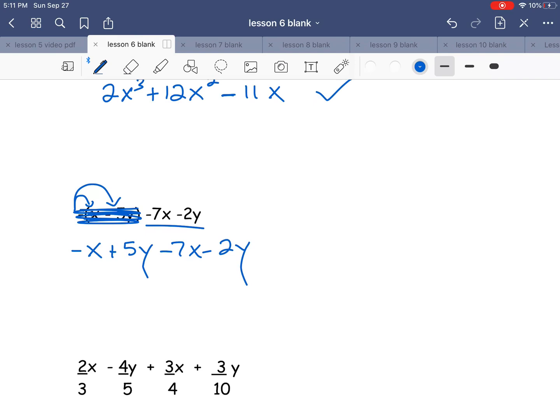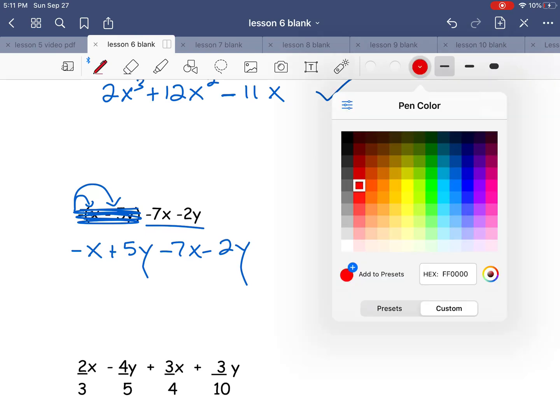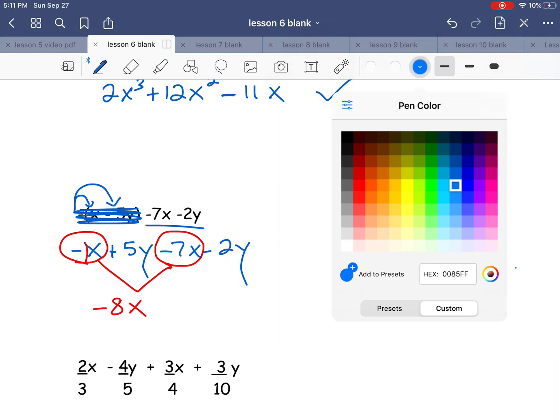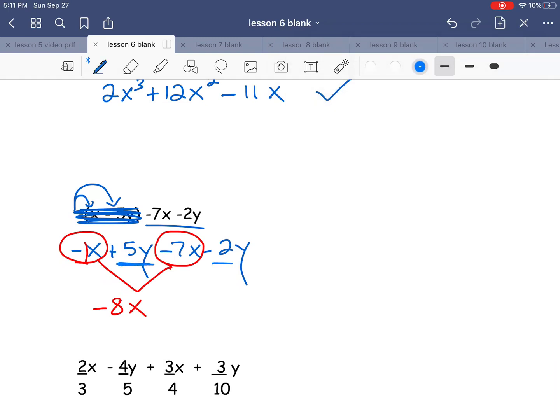You're not finished. That was step 1. Step 2, you are now doing like terms. That was just the bracket issue. Now you want to put all your same variables together to simplify it. So these together, negative 1 and a negative 7. So I have negative 8x. And then your next one, you have a positive 5 and a minus 2y. 5 minus 2, just simply plus 3y. Remember, that is your final answer right there, negative 8x plus 3y.